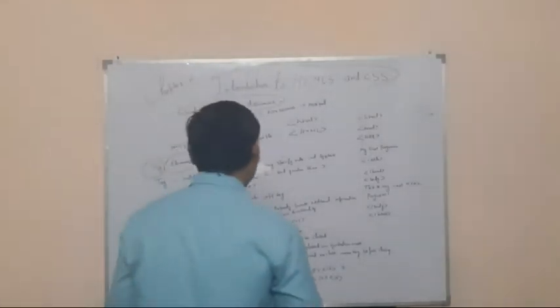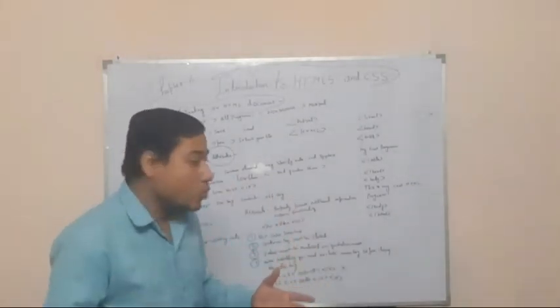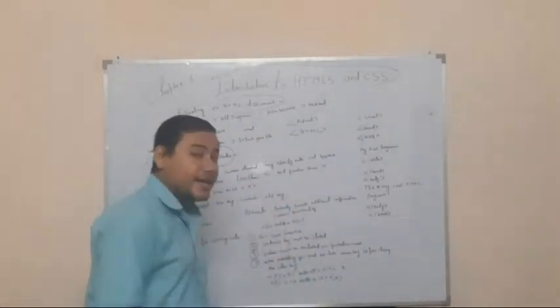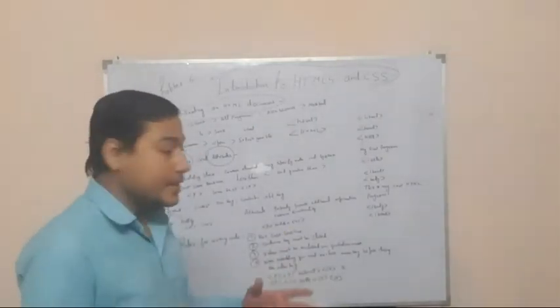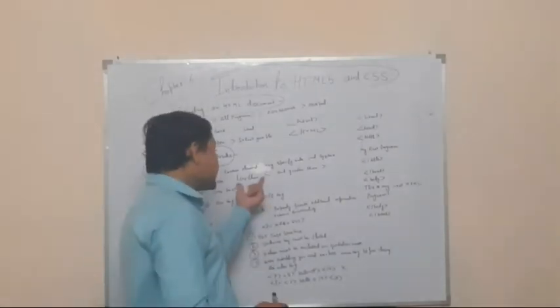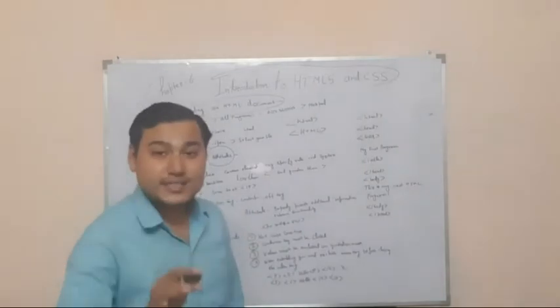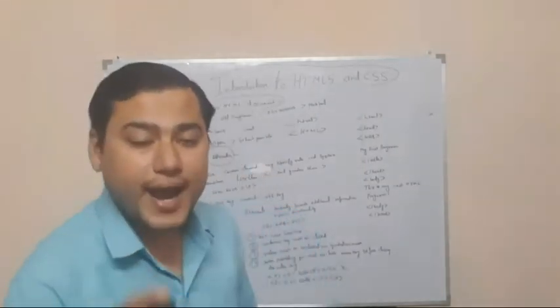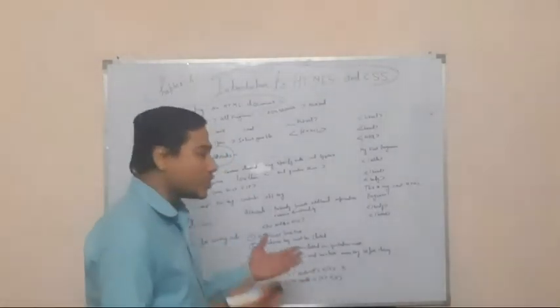So we can say that a tag is the building block of an HTML program, and it specifies the rules and syntax. The tag is enclosed between the less than bracket and the greater than bracket. It is specifying the rules.